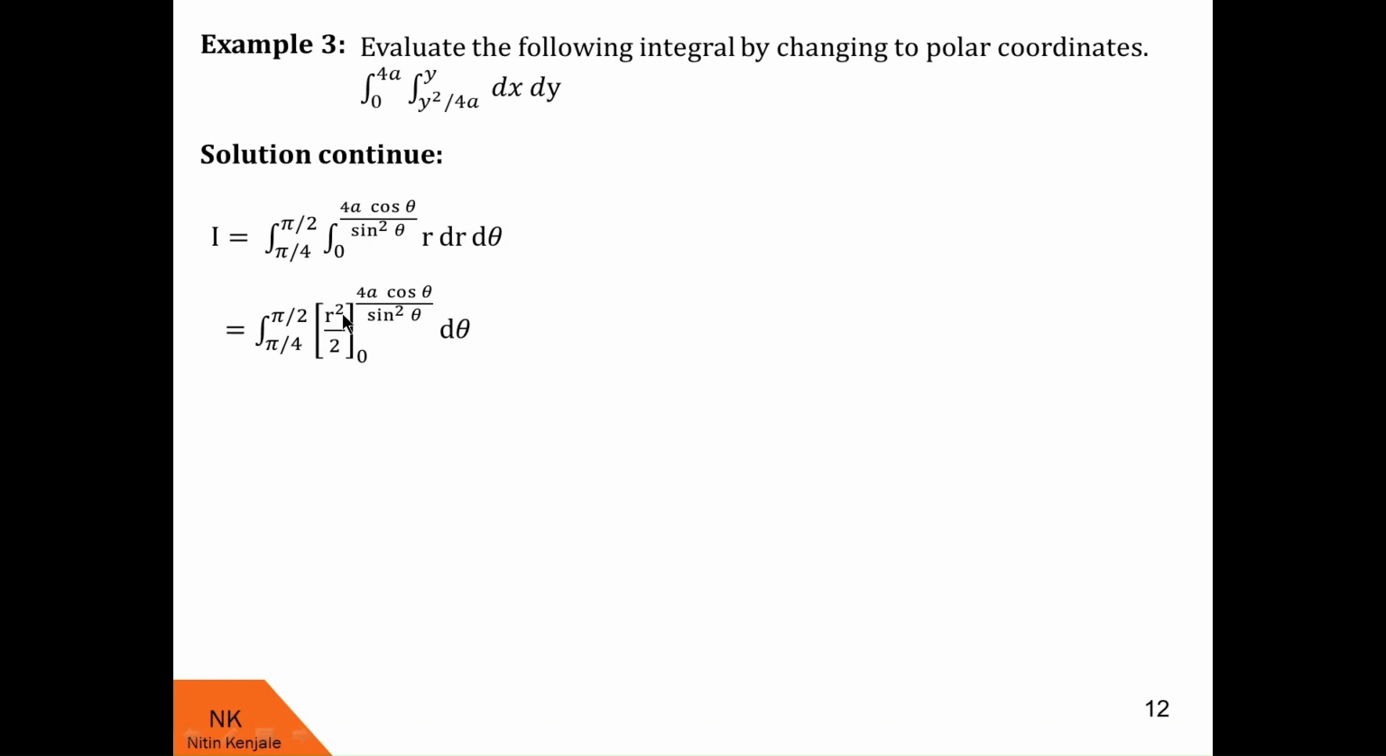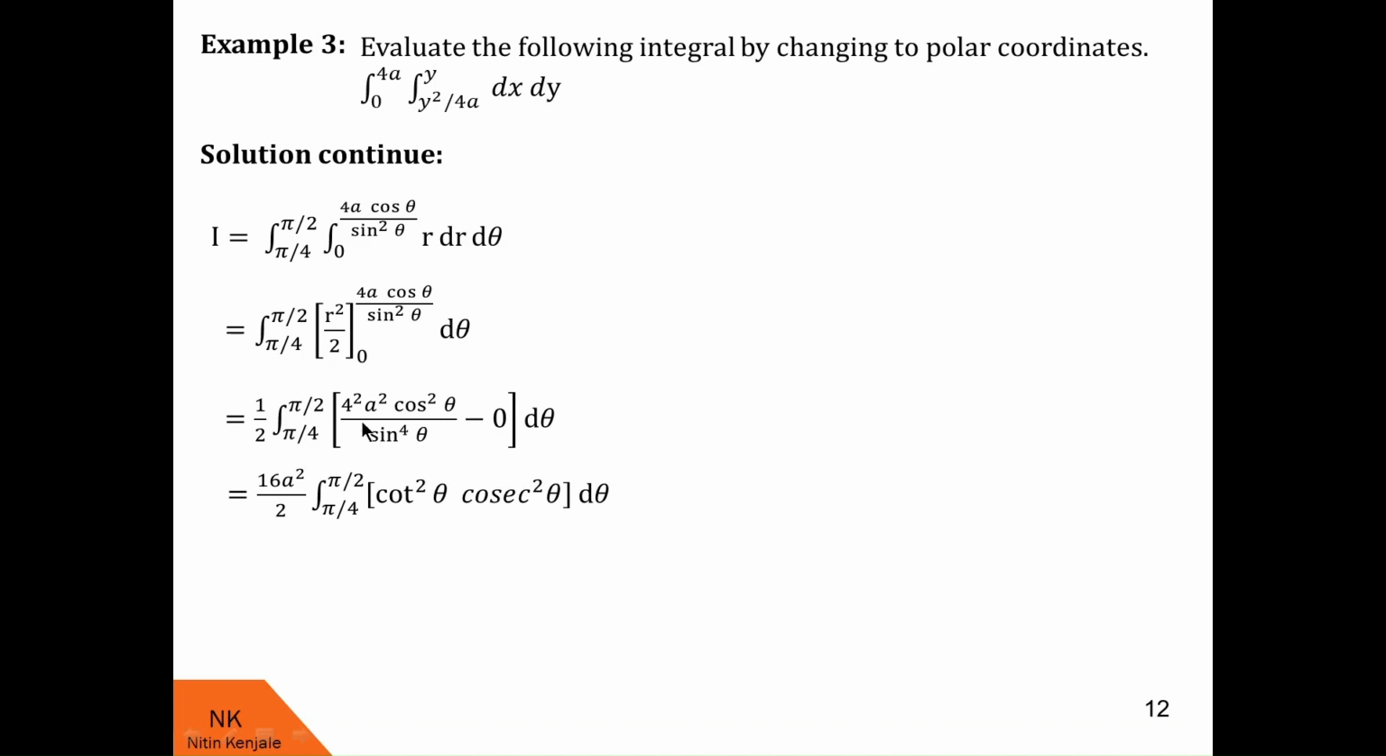Integration of r is r square upon 2 over the limits 0 to 4a cos theta upon sin square theta. This 1 by 2 is constant, we can take it out. After substituting these limits in r square, we get 4 square a square into cos square theta upon sin raised to 4 theta. When we substitute the lower limit in r, we get 0. This 4 square a square is constant, we can take it out. It becomes 16a square, and this 1 by 2 as it is.